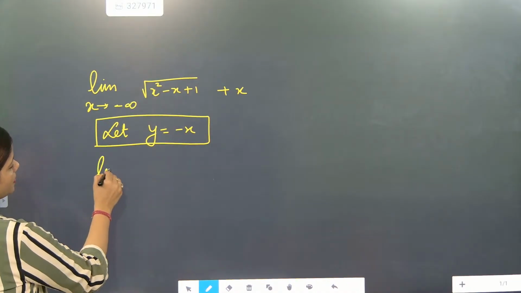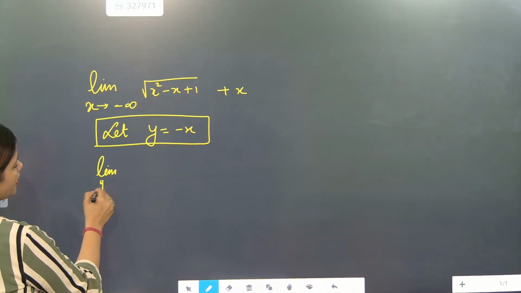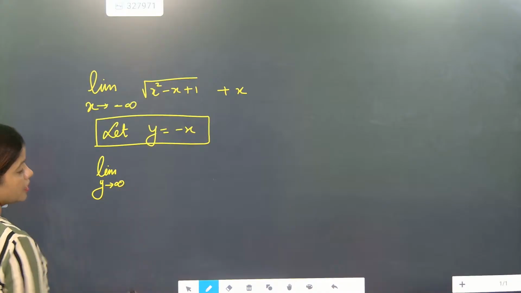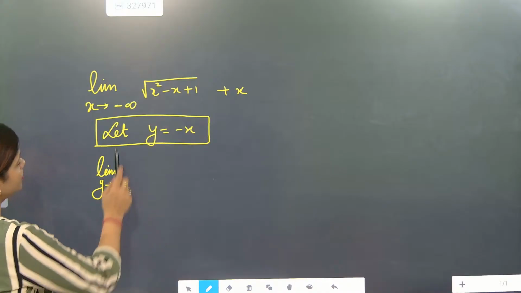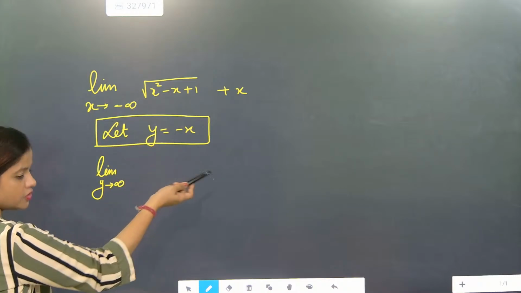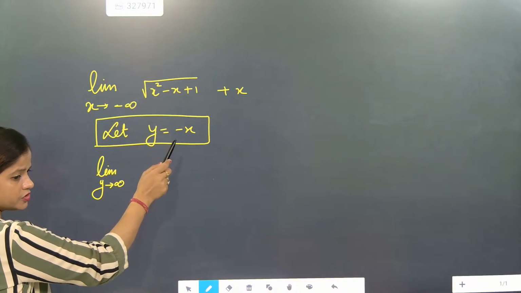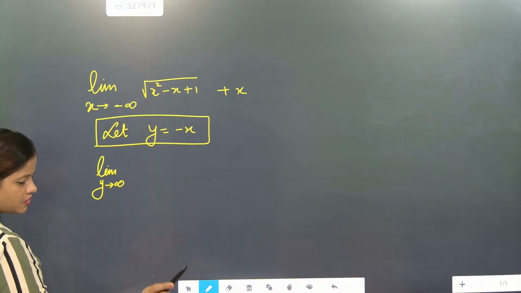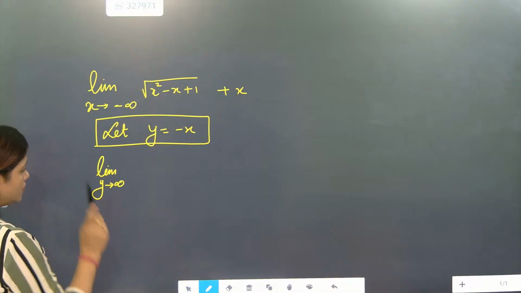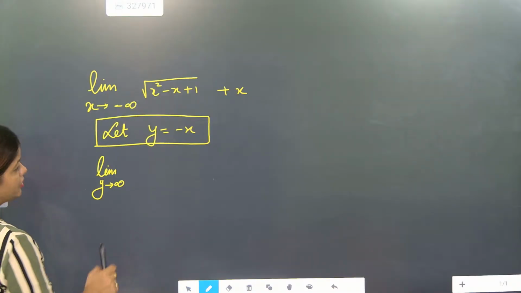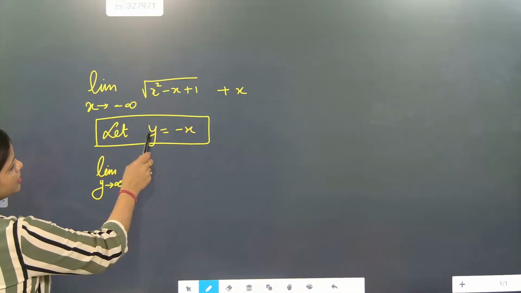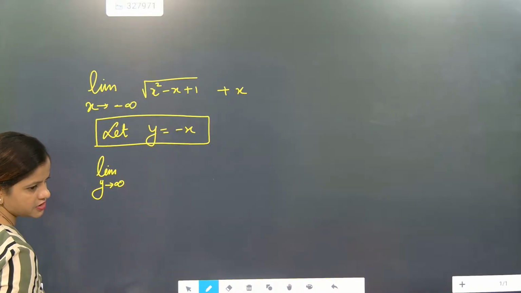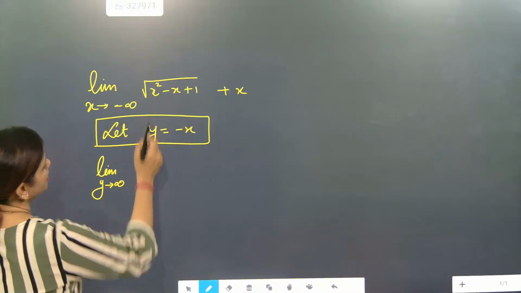How? Now here it will become limit y tends to infinity. One more request I have from all of you: don't take let x tends to infinity or 0. Don't try to convert it into 0, because then the 1 by h part will come. That is the problem. I am teaching you only a simple technique. Instead of x is equal to minus infinity, you take only y is equal to minus x. See how simply it will be solved.